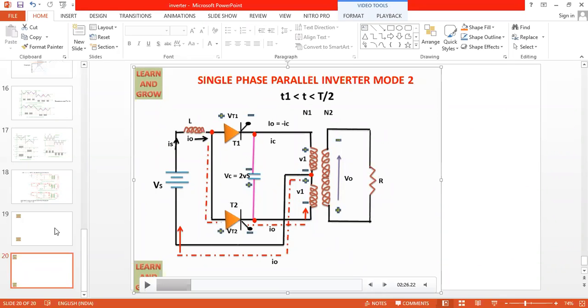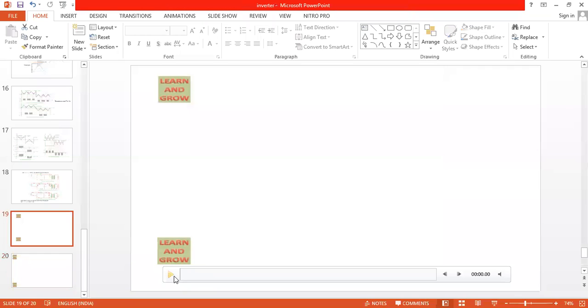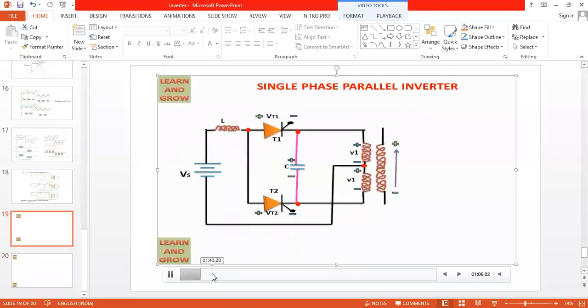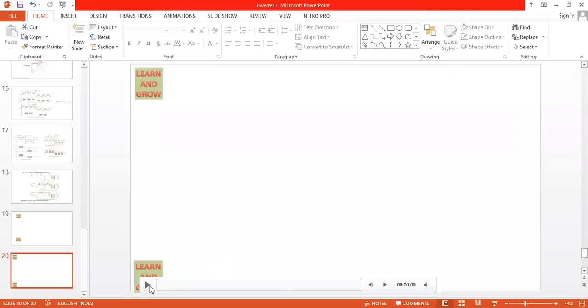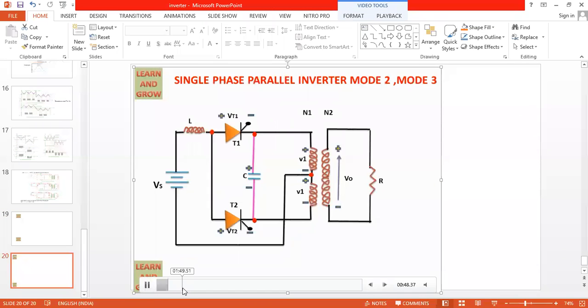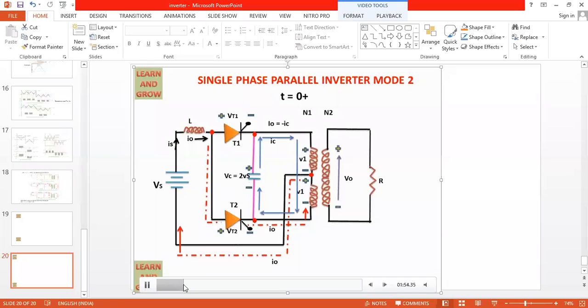So I can show here. If this is the previous circuit we have discussed, you can see the capacitor was charged to plus 2 Vs, upper plate positive. But now in mode 3, in mode 2 the capacitor has discharged completely. Once a capacitor is discharged completely, it recharges with opposite polarity. So once again, the third circuit, you should draw this one.